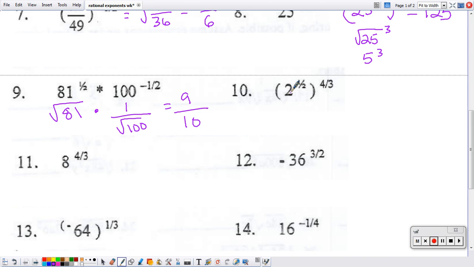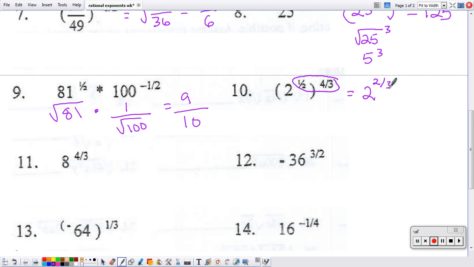Number 10, we are not going to just take the square root of 2 because nothing exciting happens. The square root of 2 is just the square root of 2. What we are going to do is apply our exponent laws and multiply 1/2 and 4/3. And when we multiply 1/2 times 4/3, we get 2/3.